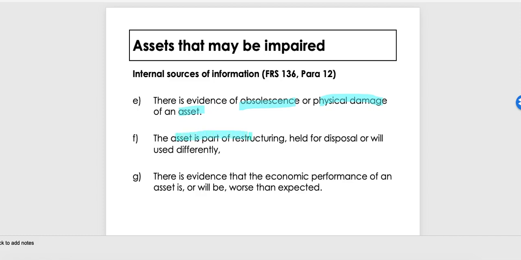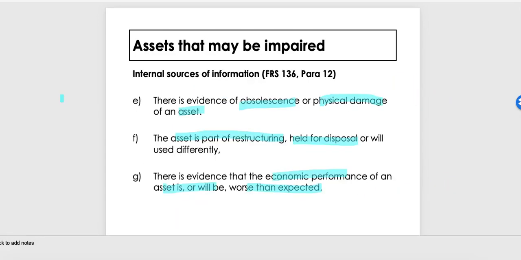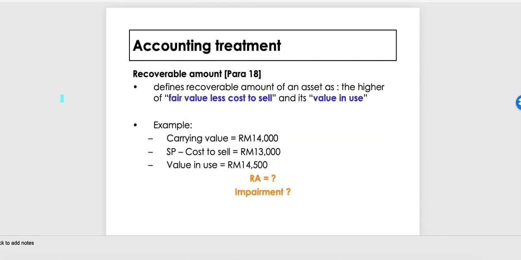The asset is part of a restructuring or held for disposal, and there is evidence that the economic performance of the asset is worse than expected. This relates to when the sales drop. The sales drop is actually an external source of information, because it is the market itself, outside the business. So these are the indications of impairment. Make sure that you know these external and internal sources. Just pick the keywords so that you can remember.